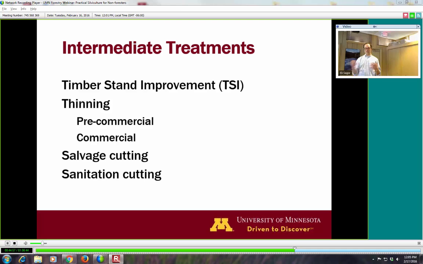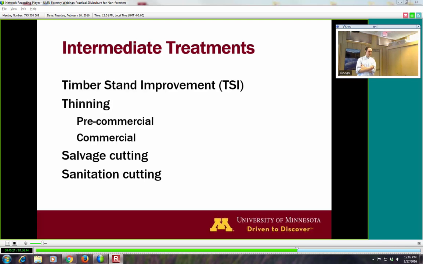You might not care much about form. If you don't care about timber, you probably don't care a lot about form, but you might want trees with big crowns to produce mast: acorns, hickory nuts, walnuts, and so on. So quality or improvement is kind of in the eye of the beholder, but TSI treatments are one kind of intermediate treatment designed to improve the stand.